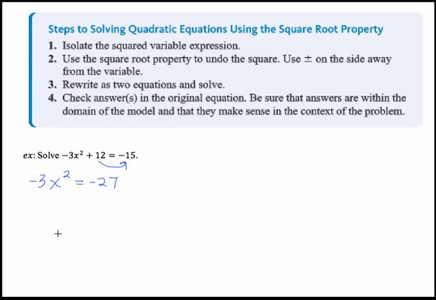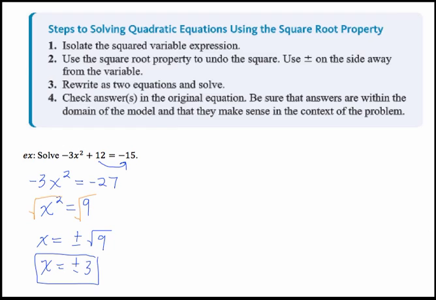Okay, and I can even simplify further by dividing both sides by negative 3, because negative 27 divided by negative 3 is positive 9. Then we can take the square root of both sides. So we have x equals plus or minus the square root of 9, because the square root and the square cancel. Square root of 9 is 3, so x equals plus or minus 3.